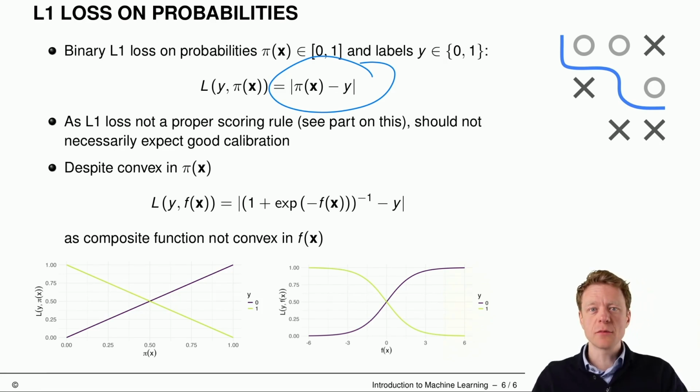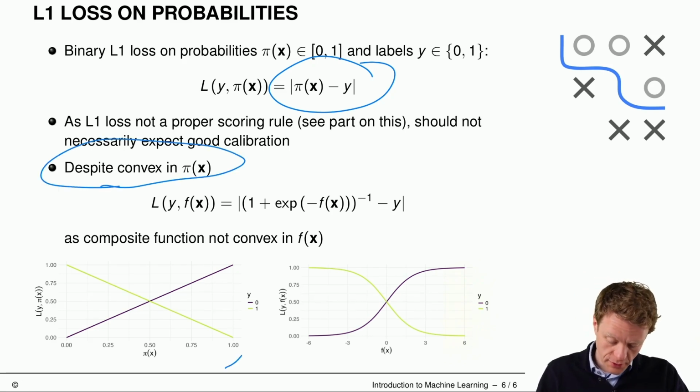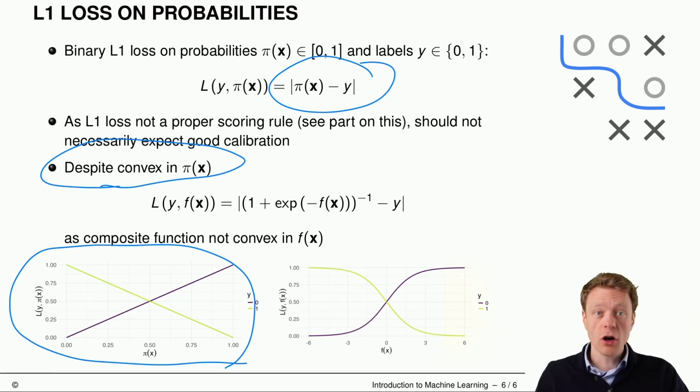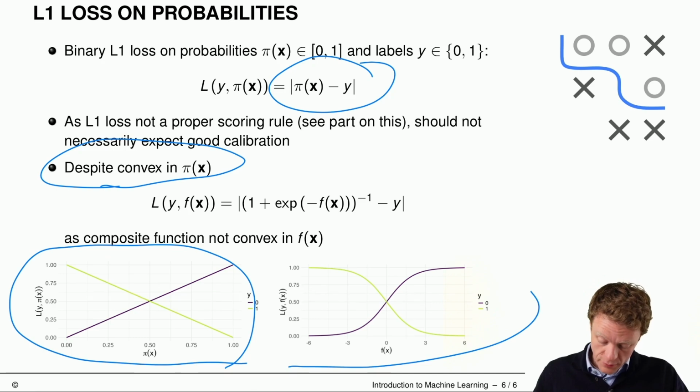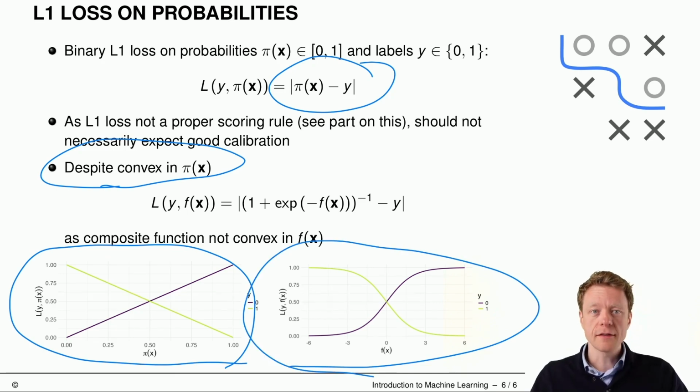And we have the same convexity problem as we had with the Brier score. So it is convex in pi, right? But as a composite function, if we, for example, use the logits again, then with the sigmoid function, it is not a convex loss function in the score, because this thing here is below the loss function. So the L1-Loss on probabilities is neither a proper scoring rule, and we also have the convexity problem. So, well, perhaps we can technically use it, but I would definitely recommend not to use this one.